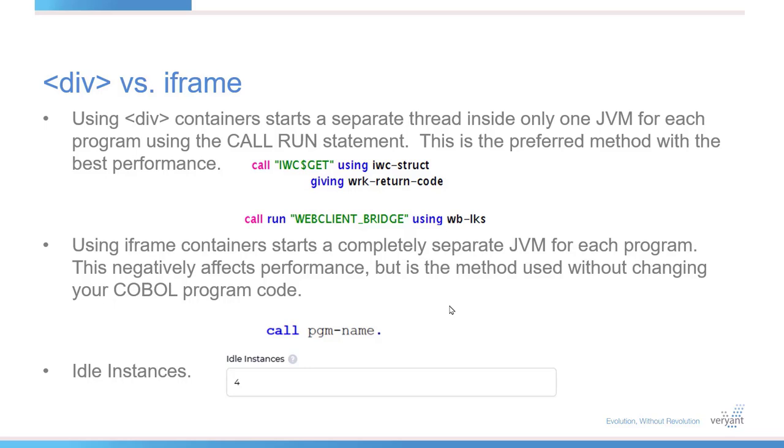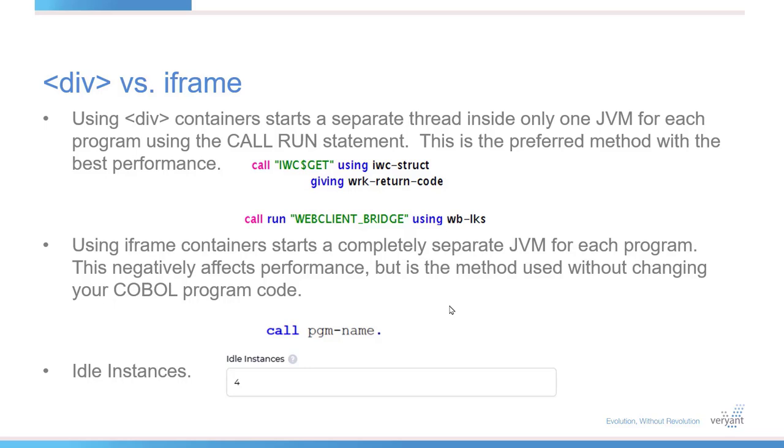The alternate method is to use iframe containers instead of div containers. There's a lot less code, sometimes no code changes involved, but performance needs to be analyzed because each program is started in a new container with a new JVM. Now, there are examples of each of these methods in the samples WebClient encapsulated folder, and we're going to look at them in a few minutes.